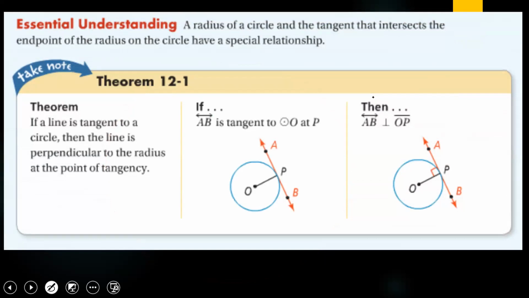Now, so we talked about the definition of a tangent line. Now, what is the relation between a radius and a tangent line? Now look at the first theorem of our chapter. Theorem 12.1. Yes, Hanin.